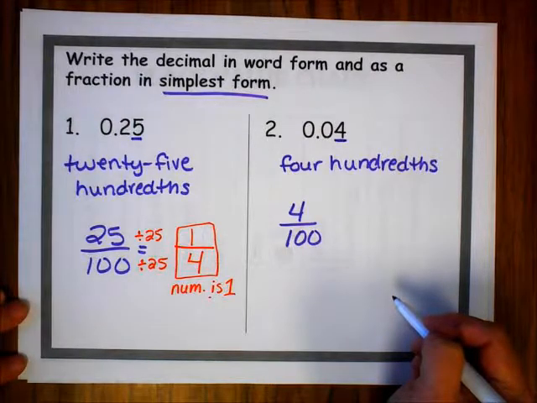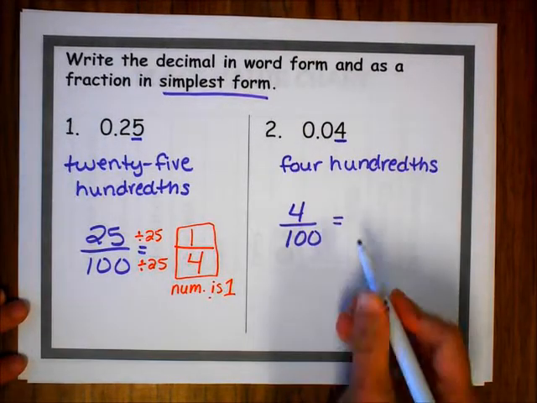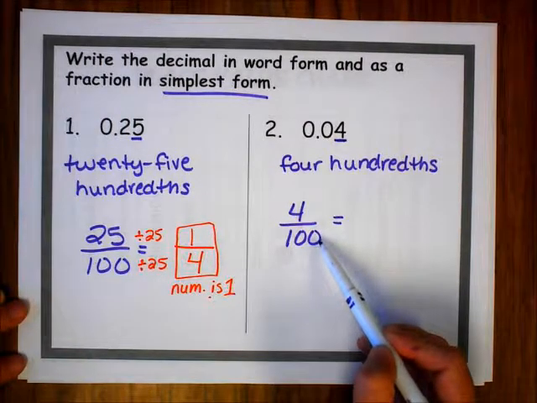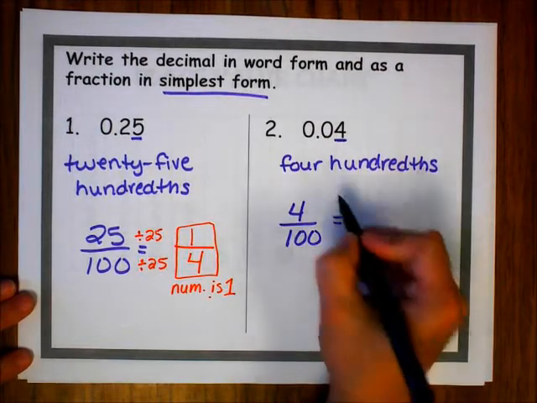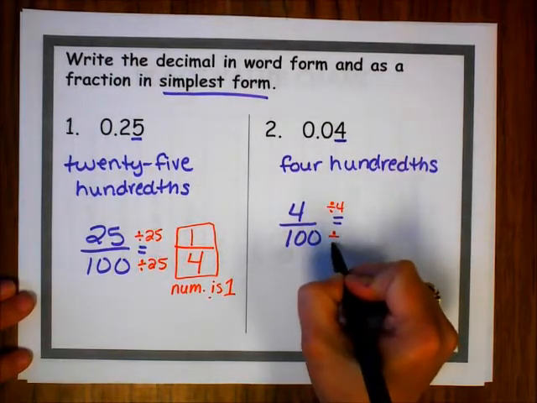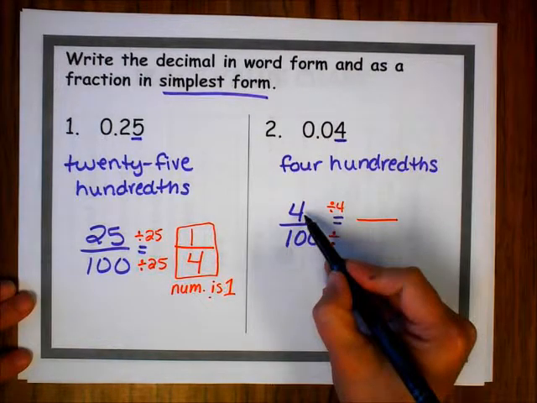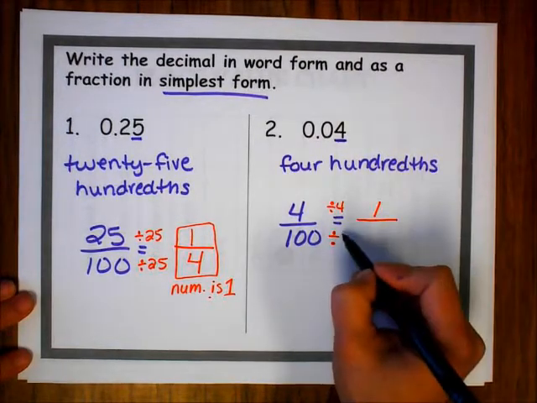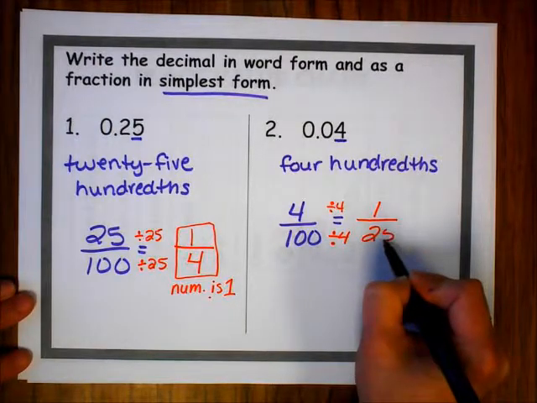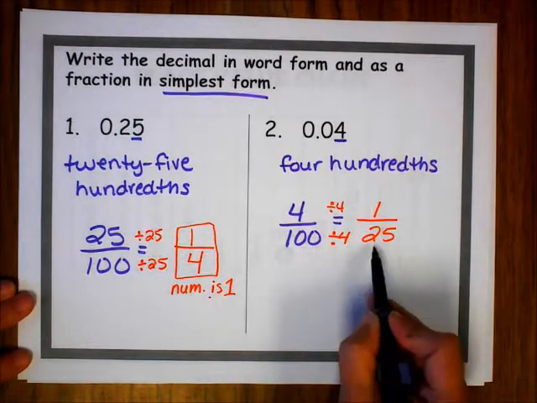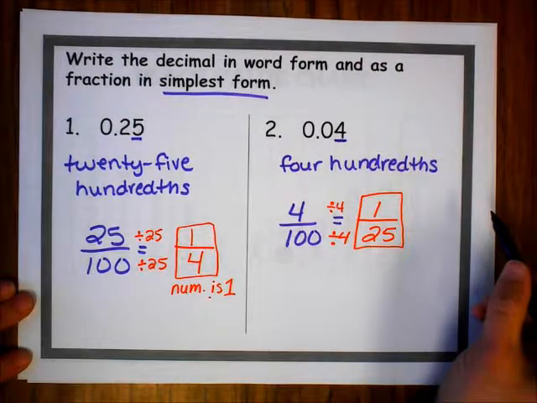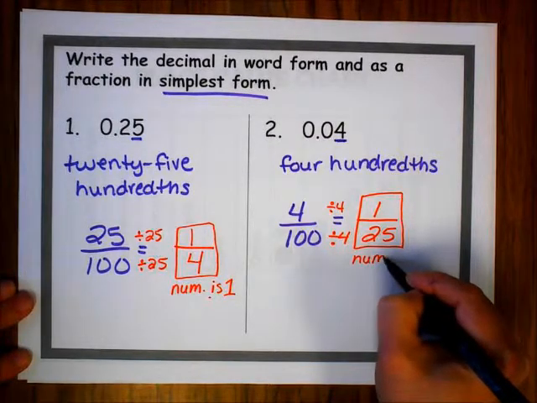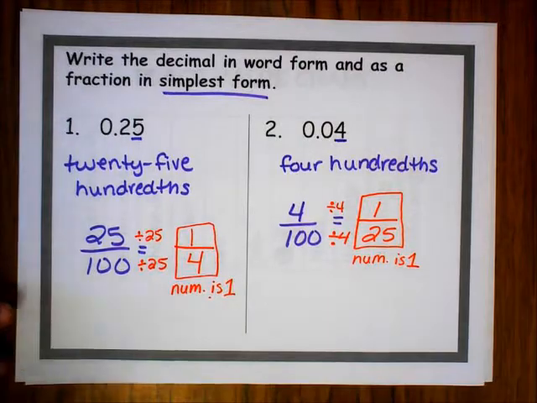I know they're both even, so I know I can simplify. Since they're both even, 2 divides into both, but I want to see if I can find the largest number possible that will divide into both. And the largest number that will divide into both is 4. So I'm going to divide numerator by 4 and denominator by 4. 4 divided by 4 is 1. 100 divided by 4 is 25. So 4 hundredths simplifies to 1/25. Don't forget to check your rules so you'll know your answer is in simplest form. And we know it is because our numerator is equal to 1.